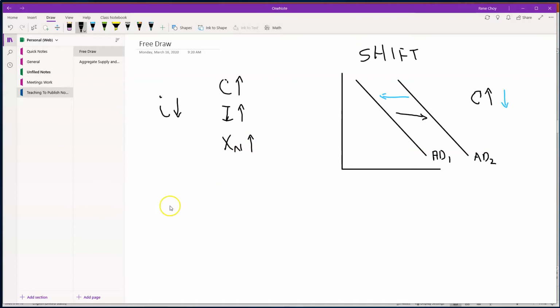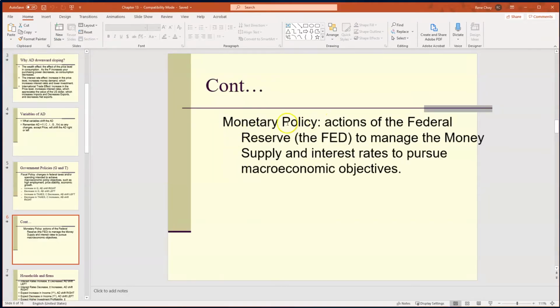The opposite is also true. If the interest rates increase, then you're going to see a general decrease in the level of consumption, or a slowdown. You'll see a decrease in the level of investment, and you'll see a decrease in the level of net exports. So basically, by manipulating interest rates, the Federal Reserve can create actual changes in economic activity, which will create shifts on the aggregate demand. So that's what we call monetary policy.